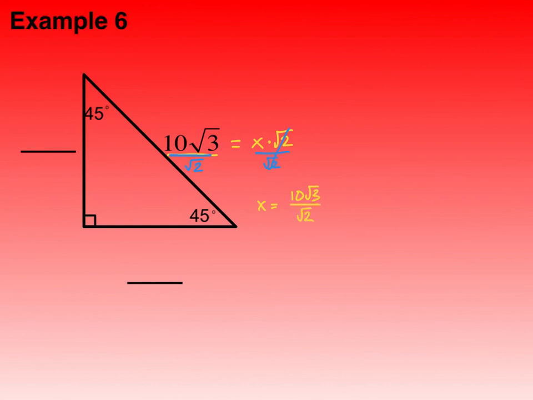I cannot leave a square root in the denominator, so I'm going to multiply top and bottom by the square root of 2 and the square root of 2. That's going to get me then 10 square root of 6 over 2. Yes, I can divide 10 by 2, and that will get me 5 square root of 6. That is my side length, so 5 square root of 6, and then that is my side length of 5 square root of 6.